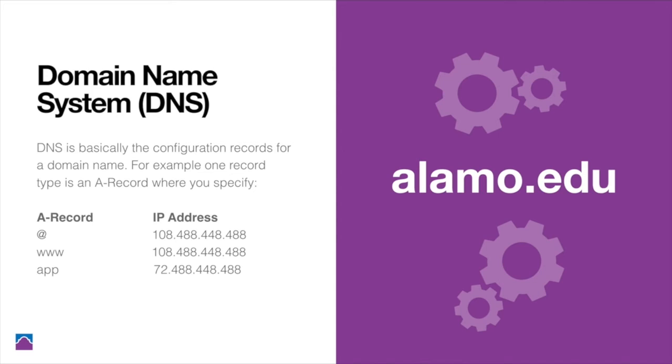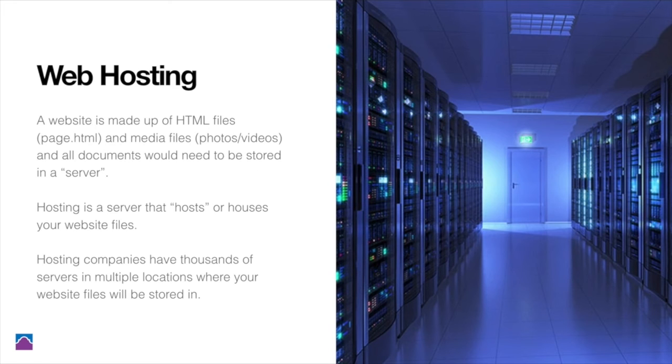Notice I have the @ and then the www. Technically, you can point to two different websites if you configured it differently. If someone didn't type www, it goes to one site, and when someone types in www, it can go to a completely different website. It can be done by mistake or on purpose, right? Or if you have a cool app, you can say app.alamo.edu, and that goes to an app. So it goes to a server, and the server is where it hosts your website files. This is called a web hosting server.